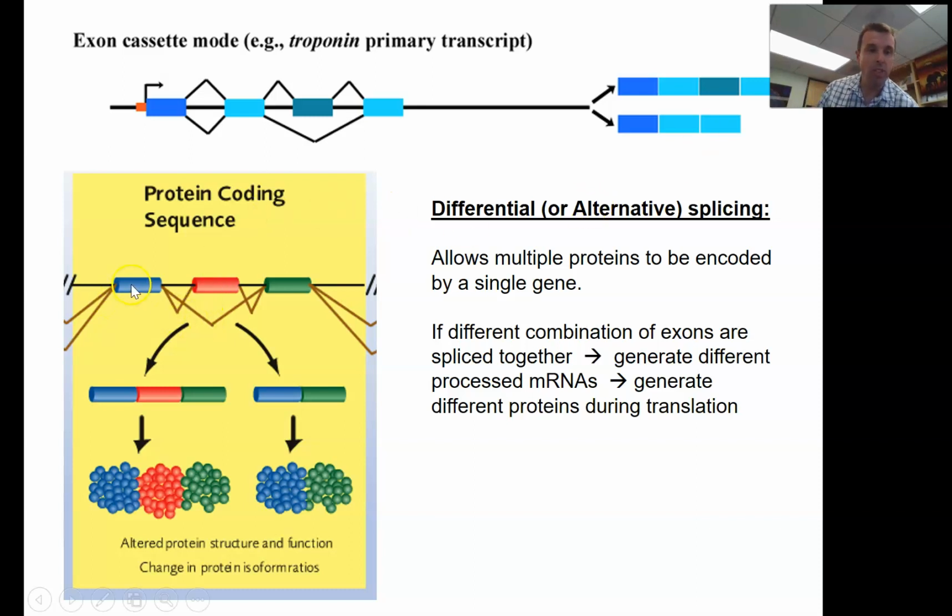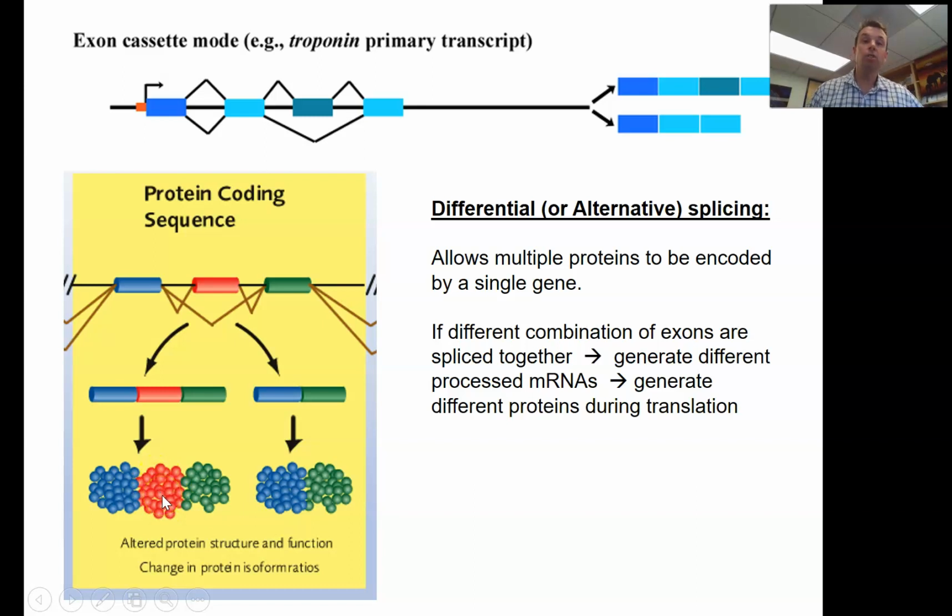So this is a different way of showing that here. So exon 1, exon 2 is the red, exon 3 is the green. If you splice all three exons together, you're going to have an mRNA that's bigger and codes for a protein with all three of these domains. But if exon 1 was spliced directly to exon 3, well then you would get this mature mRNA, which codes for a completely different protein that's lacking the red part, this whole huge part of the protein.